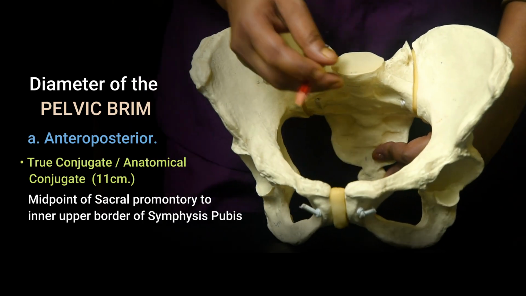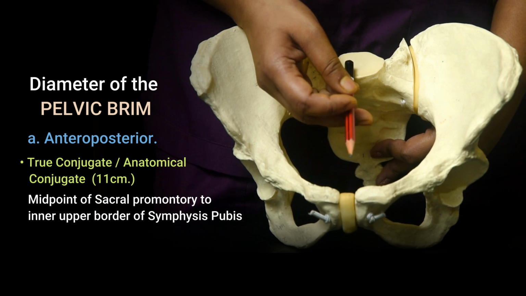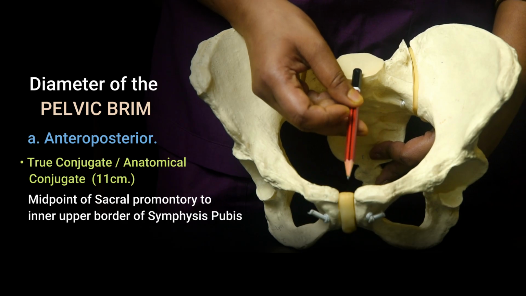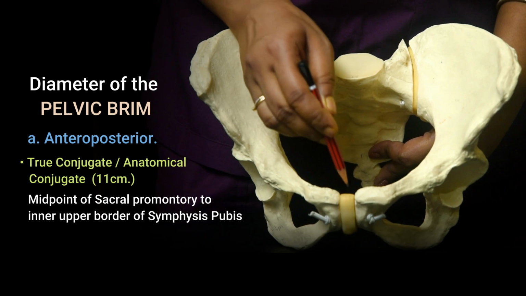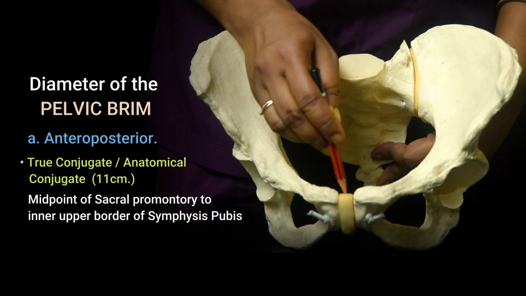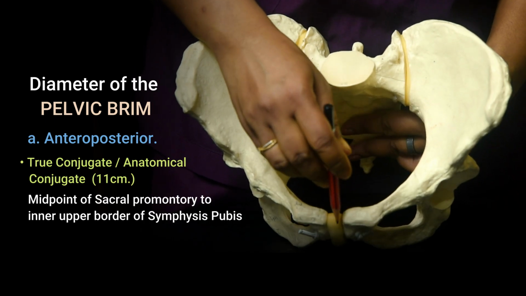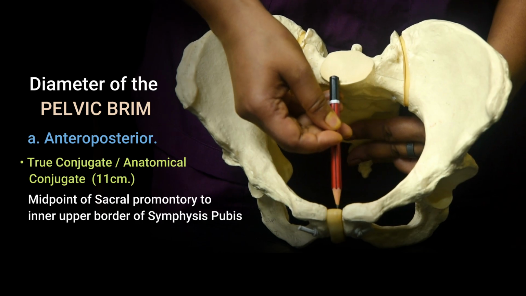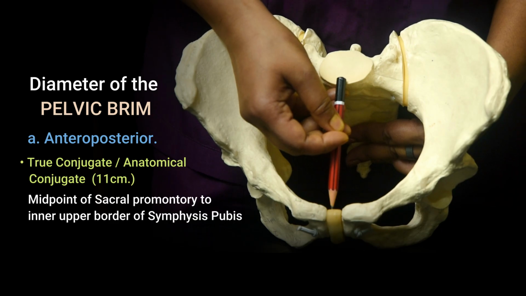Okay, so first, the true conjugate, or the anatomical conjugate, which is 11 centimeter in diameter. This is starting from the midpoint of the sacral promontory to the inner upper border of symphysis pubis. You can see this is the inner border and the upper border of symphysis pubis. This is known as the true conjugate or anatomical conjugate, which is 11 centimeter in diameter.